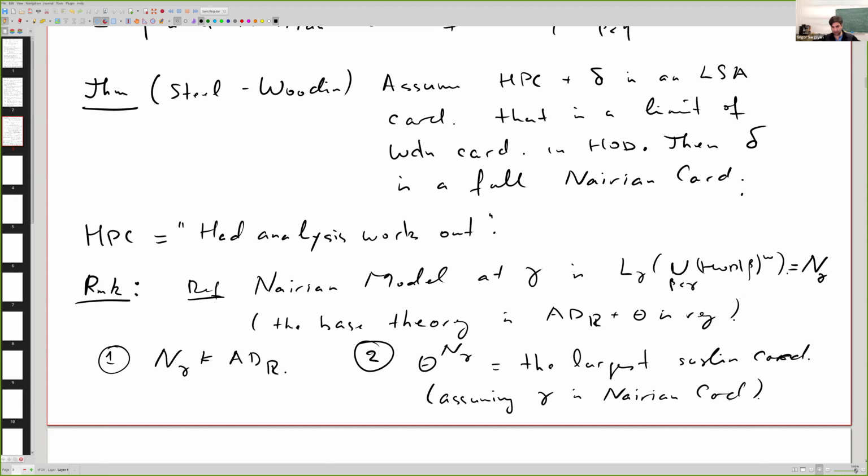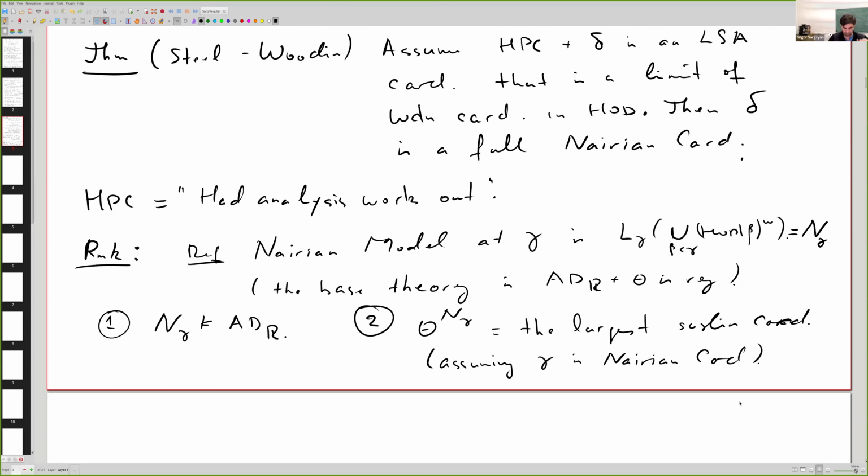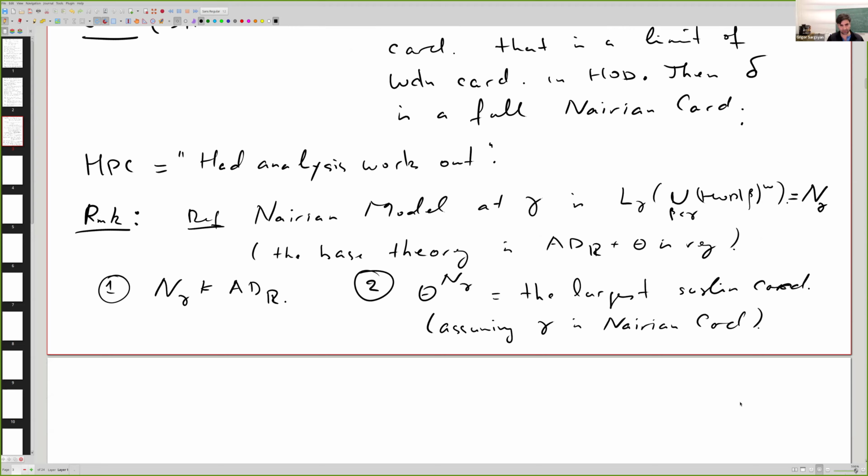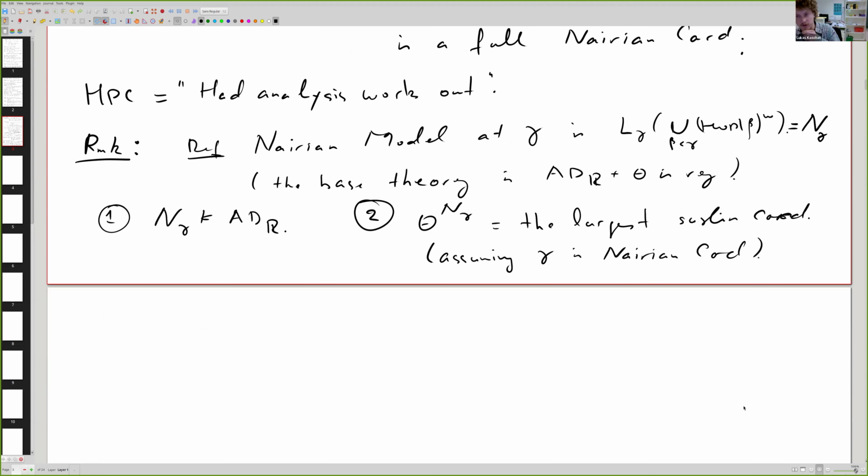Theta is the supremum of the ordinals that are surjective images of the reals. What do you mean by the largest Suslin in the non-full case? In V, it's the largest Suslin cardinal less than gamma. Okay, thanks.